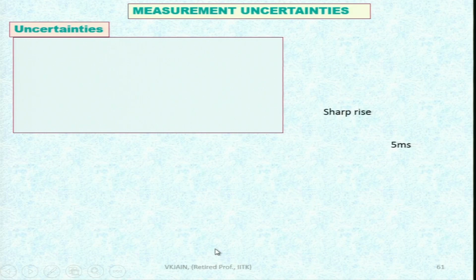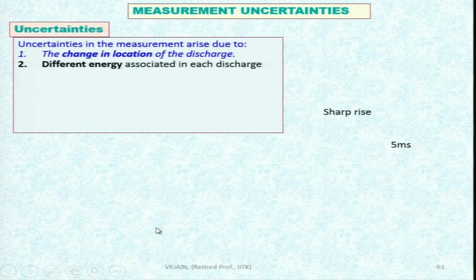Measurement uncertainties. Again, this will tell you the limitations of the measurement process. Uncertainties in the measurement arise due to the change in location of the discharge, because it is not fixed where the discharge is really taking place. So, it will help us to minimize this problem by taking a smaller and smaller size of the tip of the tool or the electrode where you are measuring the temperature.